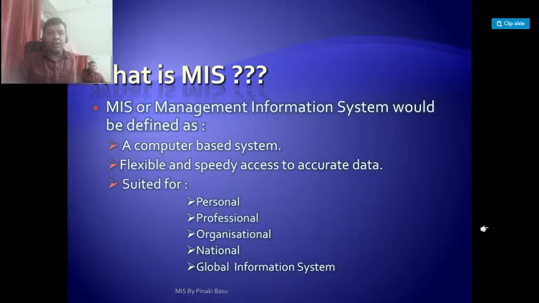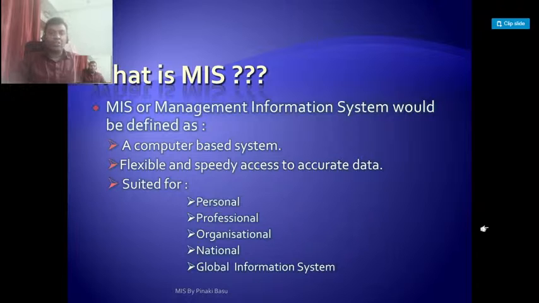MIS or Management Information System would be defined as a computer-based system. We have discussed it in the context of a system: there is input, there will be some processing, and there will be some output. You are doing this with the help of computers. Okay. Flexible and speedy access to accurate data.